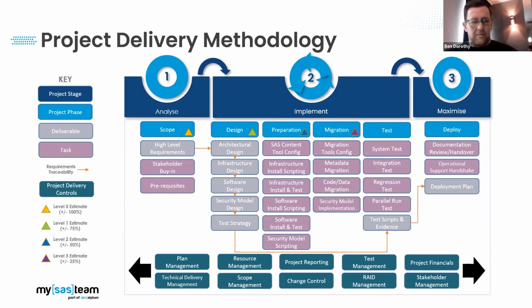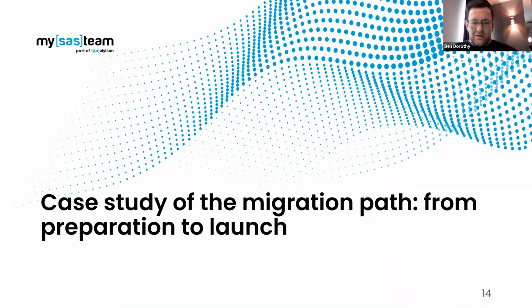So this is quite an important part of our project governance, but equally as important are the tasks themselves. So these are the maroony type coloured boxes, particularly the ones in the implement phase, and this is what Pavel is going to talk to you about next. So this is the hands-on work that we do during the migration project. So on that note, Pavel, over to you.